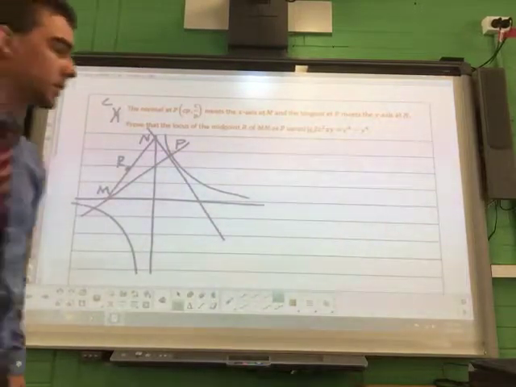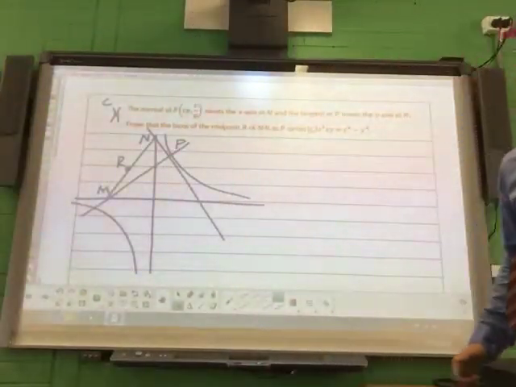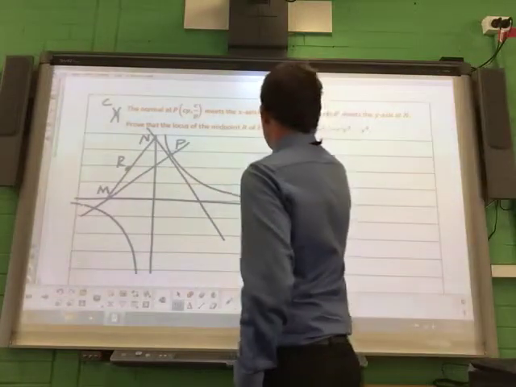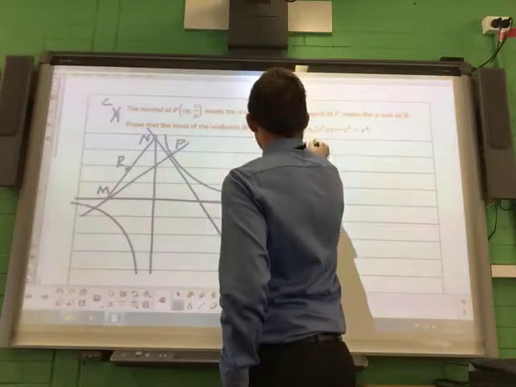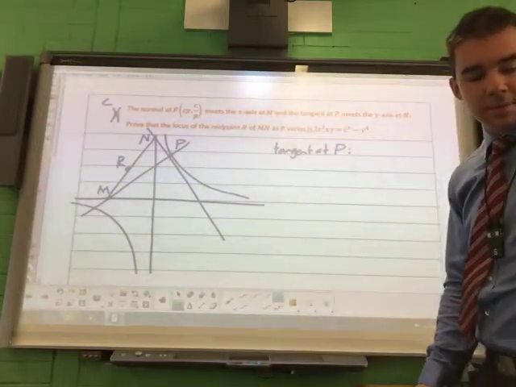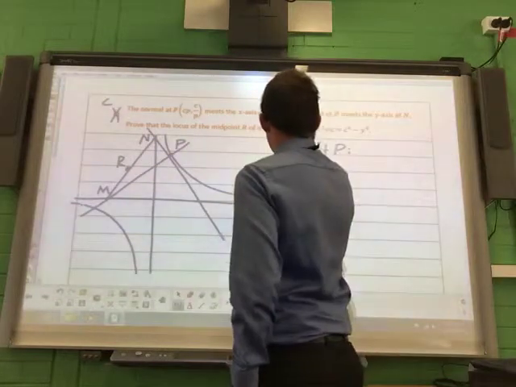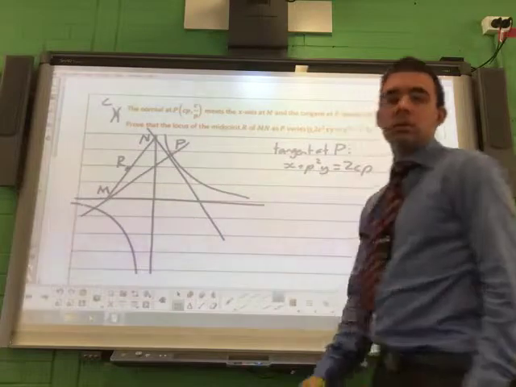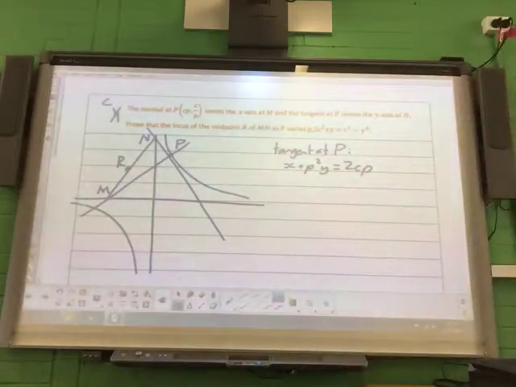Alright, so we can start by finding the intercepts of the axes. Okay, so let's go to the tangent first. The tangent at P, I'm just going to write it straight down: x plus p squared y is 2cp. So that's from the parametric result from the previous page. We've just done deriving it, differentiating and substituting, etc.